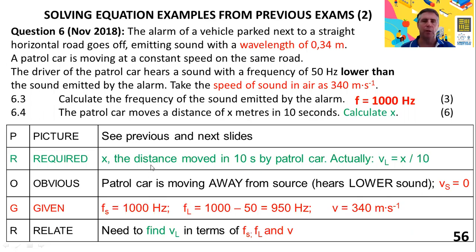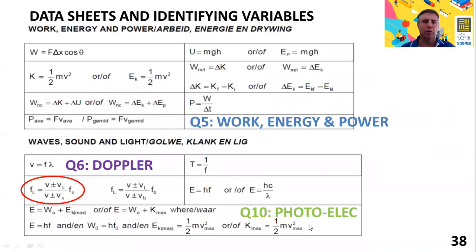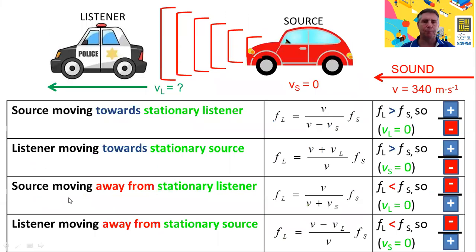What are you given? Well, you're told the frequency of the source is 1,000 hertz. You calculated that. Frequency of the listener is 950, and the speed of sound. So we need to relate the velocity of the listener of the patrol car in terms of those other 3. So we go to our data sheets on page 38, and as always, there's just the one Doppler equation, but we need to put it into the correct form for this question.